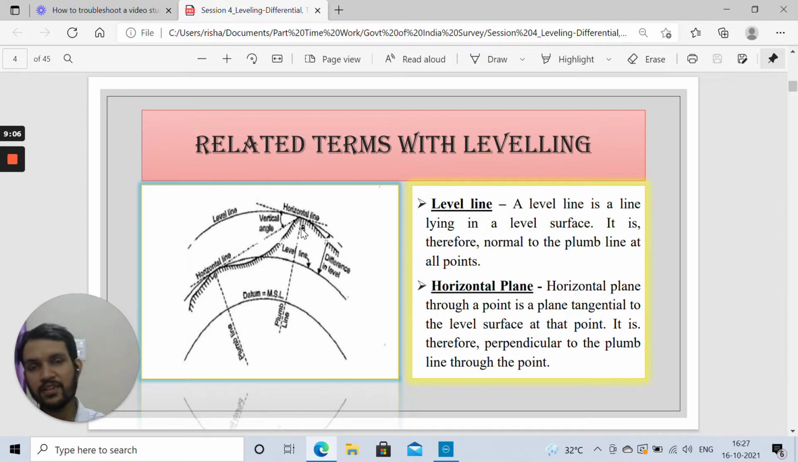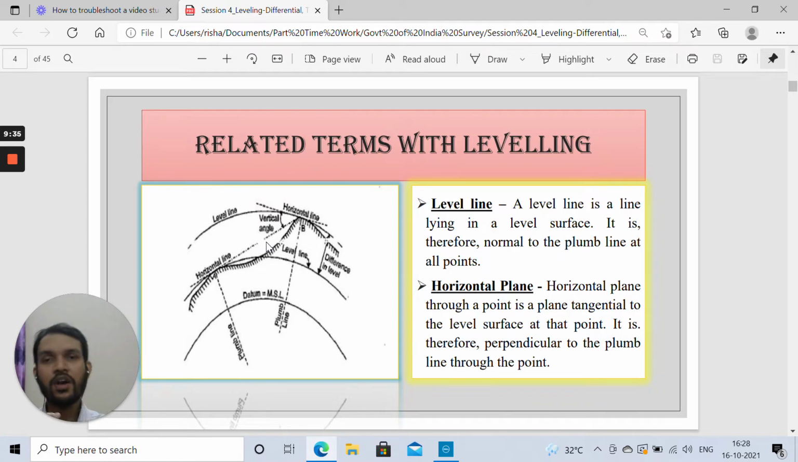As we discussed about level surface and level plane, level line, same will be for horizontal surface or plane and horizontal line. What is horizontal plane? It is through a point that is tangential to the level surface, as I have already shown you here. At any point where we are trying to locate any plane or any line, the line that will be parallel to, or you can say exactly tangential to, that level surface or level line will be the horizontal surface or horizontal line.